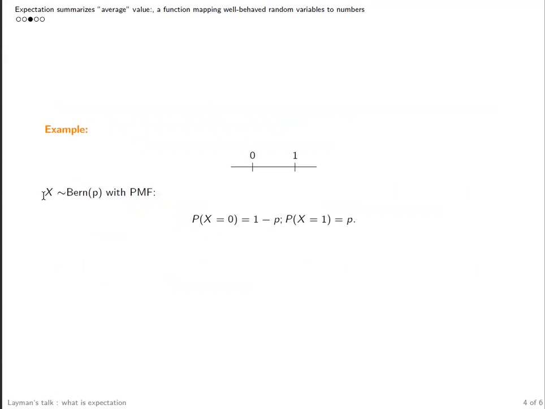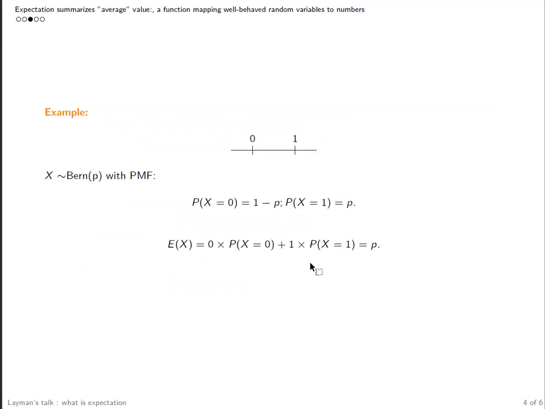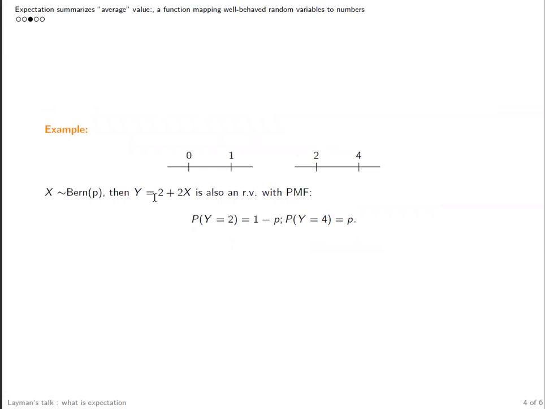Here is one example. Suppose we have X following a Bernoulli distribution with the following PMF. X equals 0 with probability 1 minus p, and it equals 1 with probability p. What is the expected value of X? The expectation of X is essentially 0 times the probability X equals 0, plus 1 times the probability of the event X equals 1, which is equal to p. And this is the average value, or the expected value, of X.